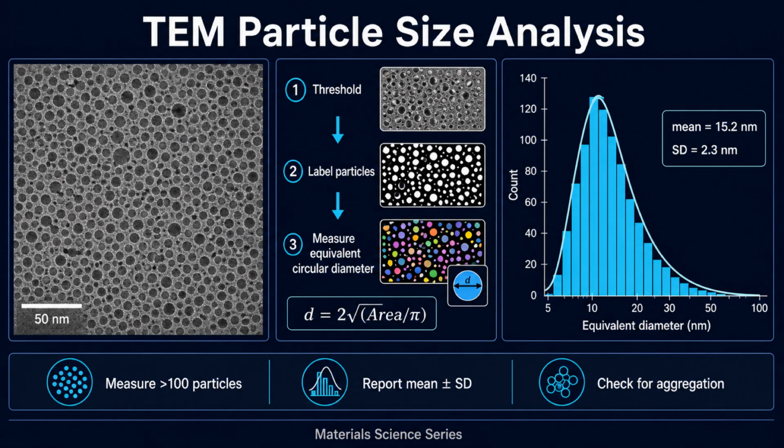Results are typically presented as histograms fitted with log-normal distributions, which are common for synthesized nanoparticles. Report the mean diameter, standard deviation, and polydispersity index. Be aware of potential biases. Small particles may be missed against background noise, while larger particles are more visible. Aggregated particles should be counted carefully. For crystallography, measure at least 10 lattice fringe spacings and average them. Always include scale bars calibrated from known standards.